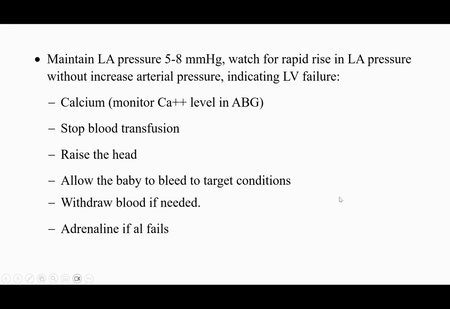If we give too much blood and the blood pressure doesn't fall greatly, we leave the patient to bleed the excess blood that we have given him, because usually these patients are in continuous bleeding. So this extra blood would be bled out shortly. Withdraw blood if needed. If the patient is failing rapidly, we can withdraw the blood that we have given and throw it away. Adrenaline if all fails.